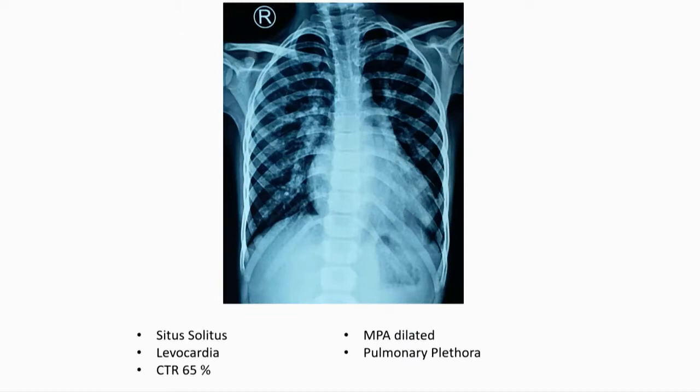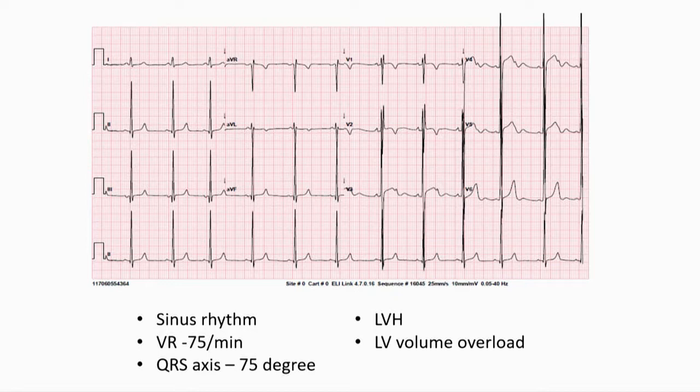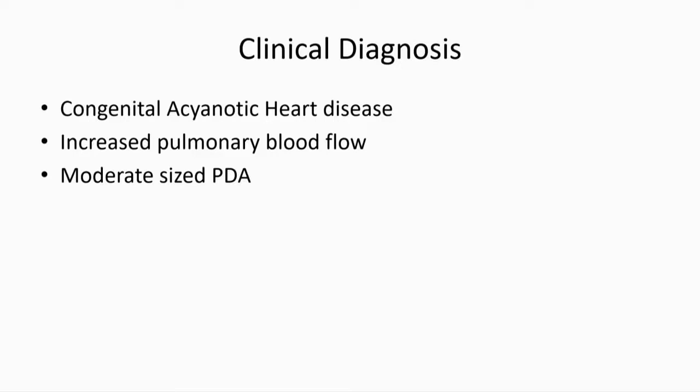X-ray is showing situs solitus, levocardia, CTR of 65%, MPA is dilated, pulmonary plethora. ECG is showing sinus rhythm with a ventricular rate of 75 per minute, QRS axis of 75 degrees, left ventricular hypertrophy, LV volume overload pattern. Clinical diagnosis: congenital acyanotic heart disease, increased pulmonary blood flow, moderate size PDA. So we proceeded with an echo.